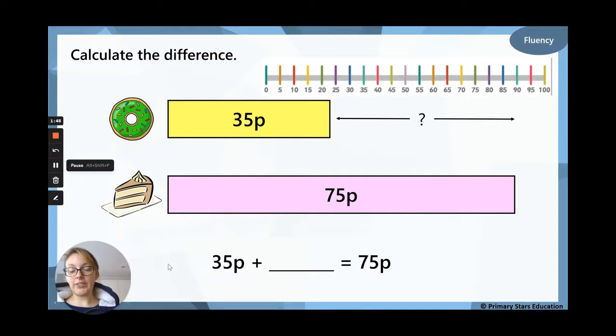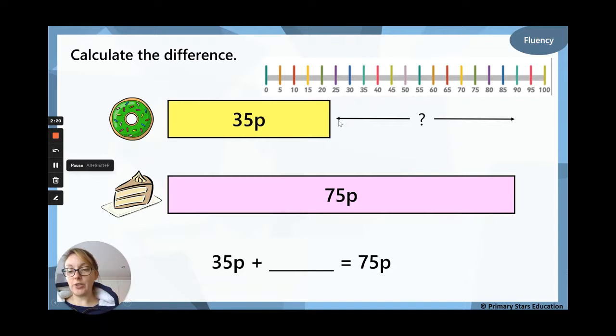So again, we need to calculate the difference between these two amounts. So the donut here is costing 35p. So there's my bar to show 35p. And the cake costs 75p. So underneath, I've drawn my bar to show 75p. I've also got my number sentence. 35p add something equals 75p. So you can see here, the question mark, the arrow here is showing the difference, and this is the part that we need to calculate, we need to work out.